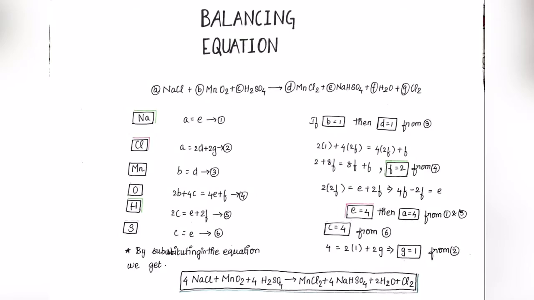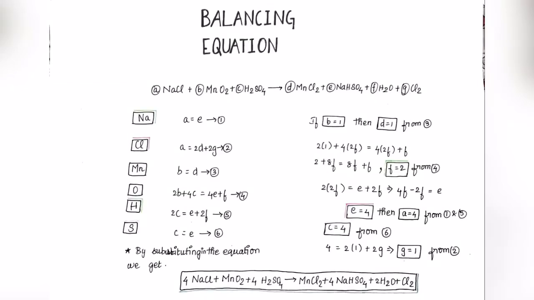So for balancing the equation, we substitute variables in place of the molar coefficients. Here A, B, C, D, E, F and G are the molar coefficients given as variables. And the next step is listing out the elements of the equation. So here there are 6 elements: sodium, Na, chlorine, Cl, manganese, Mn, oxygen, O, hydrogen, H, and sulfur, S.